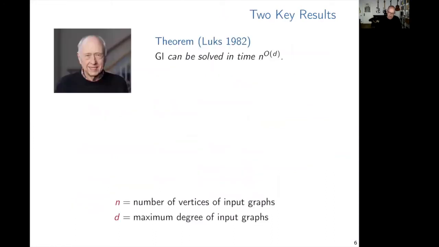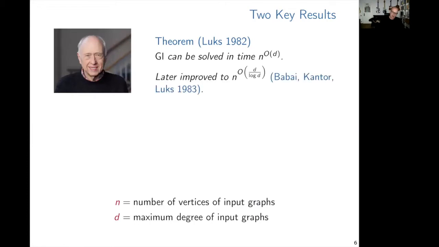Okay, let me mention two very important results, both important for what I'll talk about today and important for the development of the research on this problem. And the first is a theorem by Luks, which says that graph isomorphism can be solved in time n to the big O of d, where n is the number of vertices of the input graphs. I always use n for that, and d is the maximum degree of the input graphs. In particular, graph isomorphism is in polynomial time for classes of bounded degree.